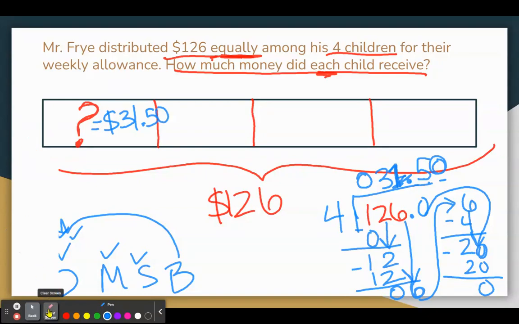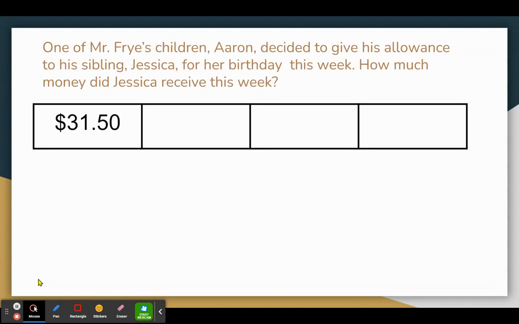All right, let's go ahead and keep going. Now, we know that each child gets $31.50. Let's read about Aaron. So one of Mr. Frey's children, Aaron, decided to give his allowance to his sibling Jessica for her birthday this week. How much money did Jessica receive this week?